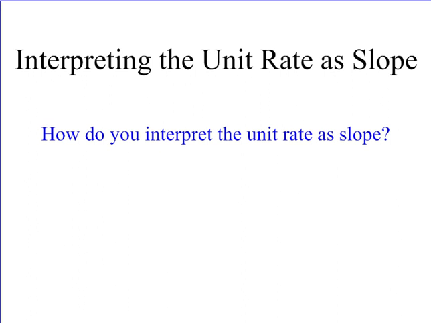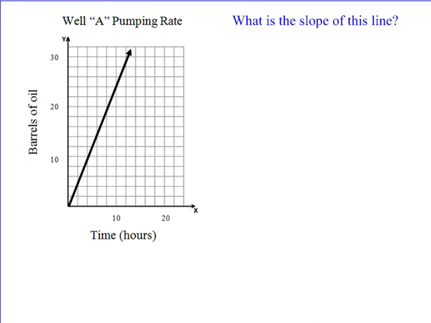So we're going to use those things together to find unit rates so that we can make comparisons of real-world data. So here we're going to look at wells, and we're going to look at well A in particular and show its pumping rate, how many barrels of oil it has over a period of time. Now, if we take a look at this point right here on the line, this is showing us 10 barrels of oil, and we've got to figure out what our time is.